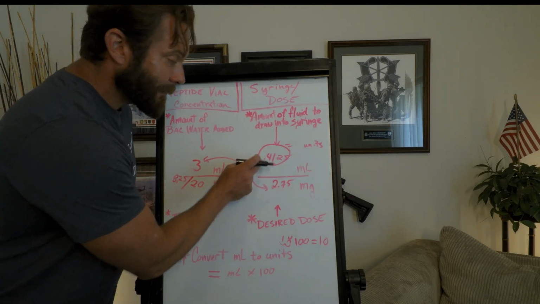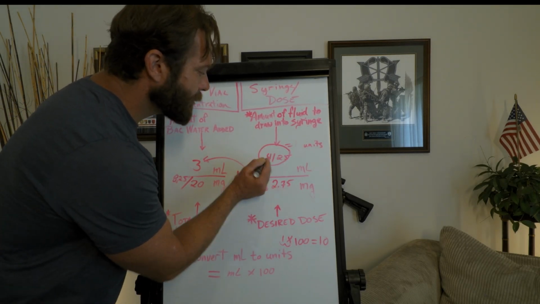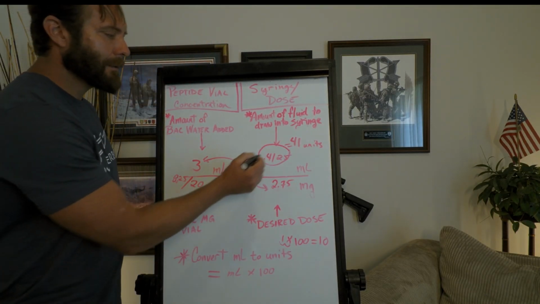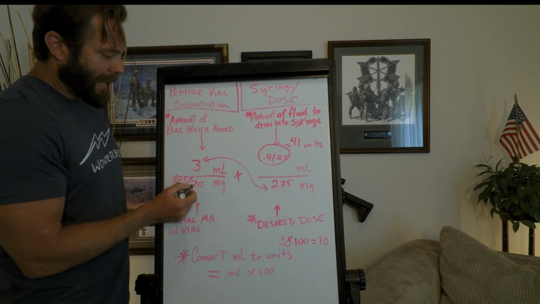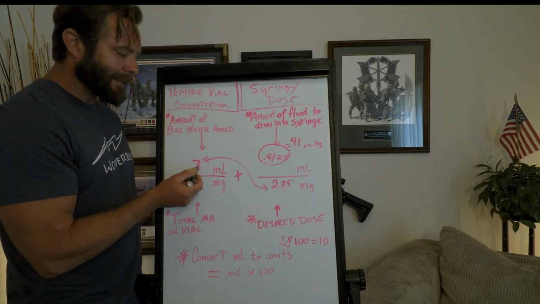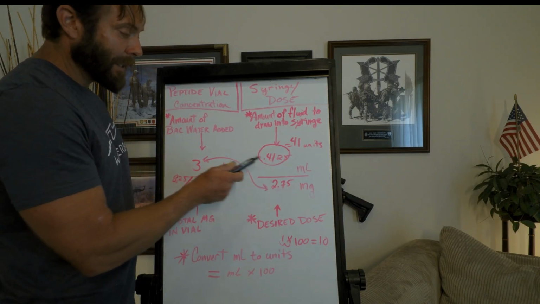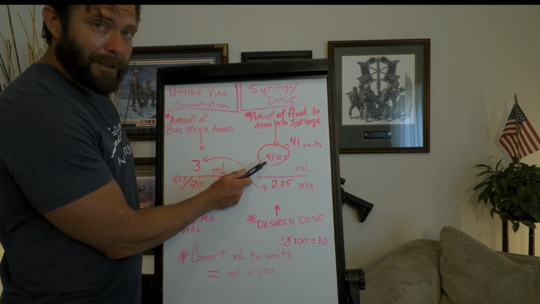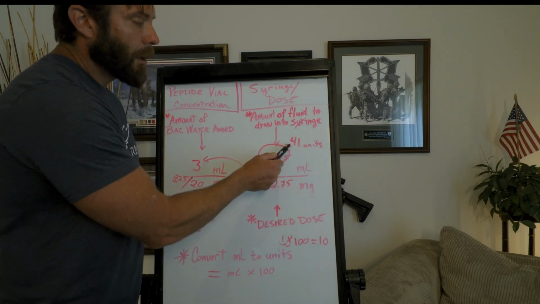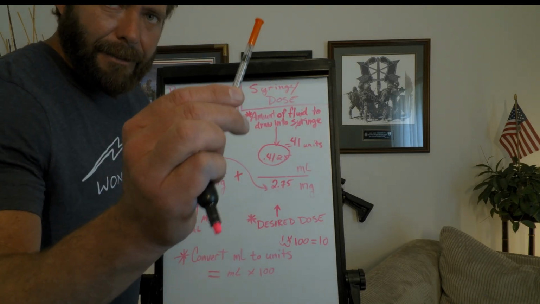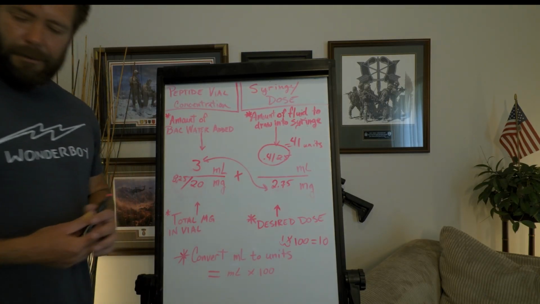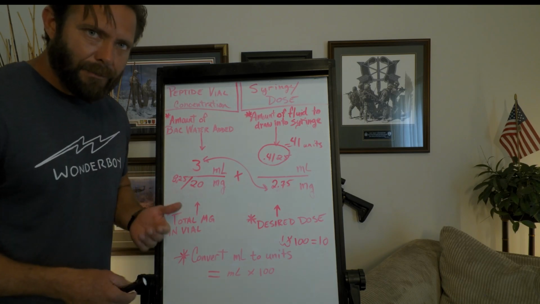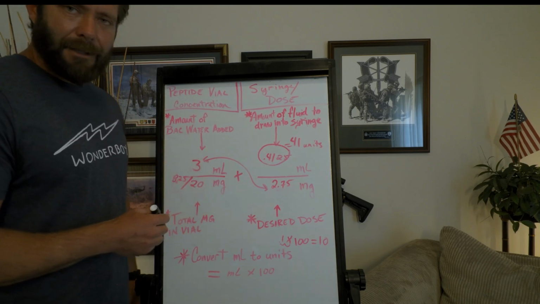All right, I got to convert this to units. Multiply it by 100, move the decimal over. It's essentially going to be 41 units. Okay, 41 units. So if I have a 20 milligram vial of whatever, I had 3 milliliters in there. If I want to take 2.75 milligrams, I'm going to withdraw 0.41 milliliters, or in other words, 41 units in the insulin syringe.